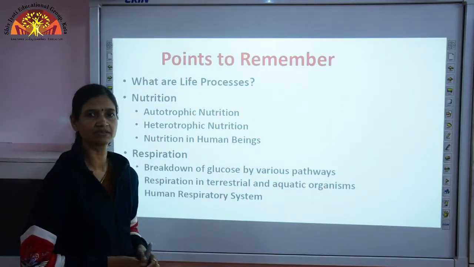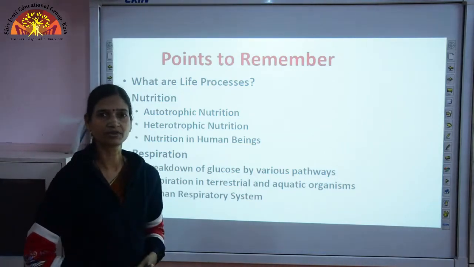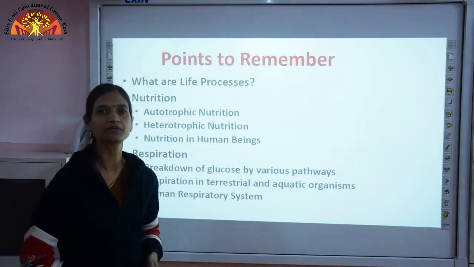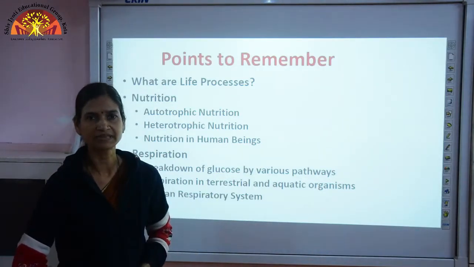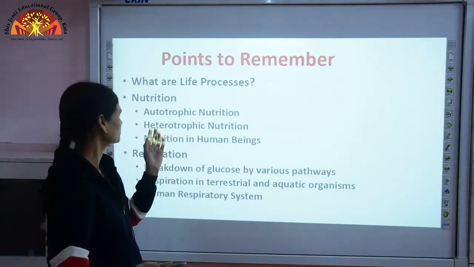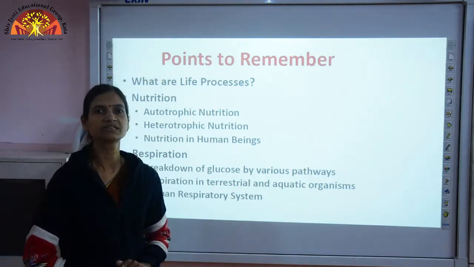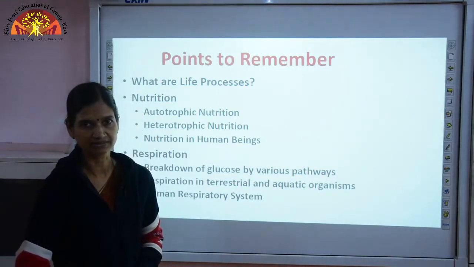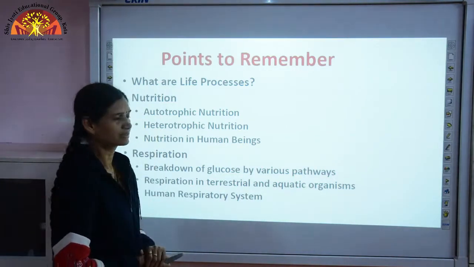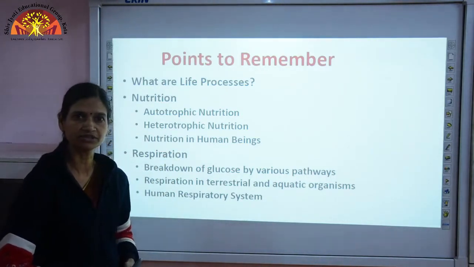So, let us begin with what are life processes. So, children, the processes required for maintenance of the body, the living organisms perform different life processes. So, first process we are going to learn about is nutrition. So, what is nutrition? Nutrition is basically the process of obtaining food and utilizing it. Okay. So, there are basically 2 modes of nutrition, autotrophic nutrition and heterotrophic nutrition.